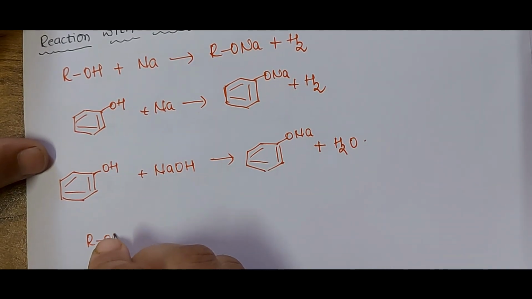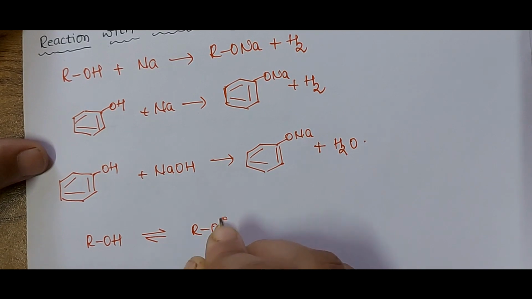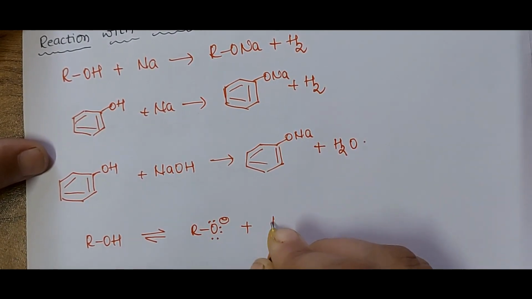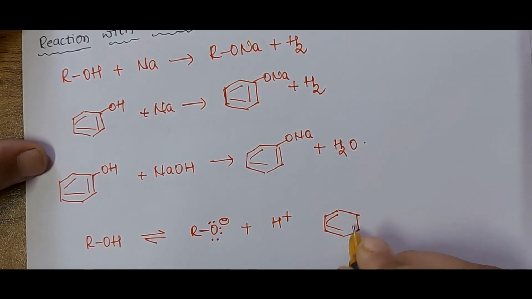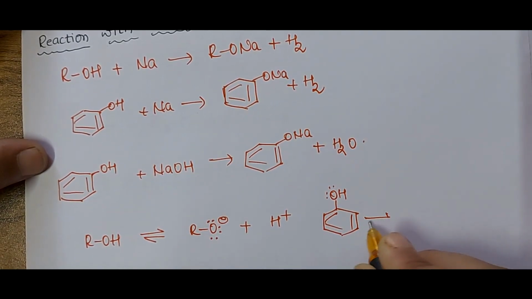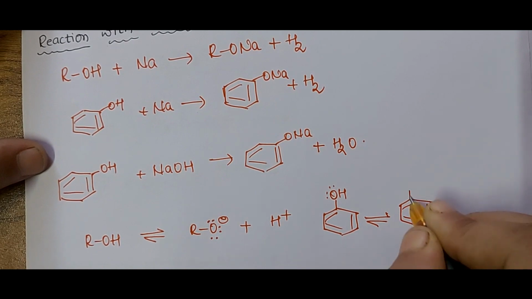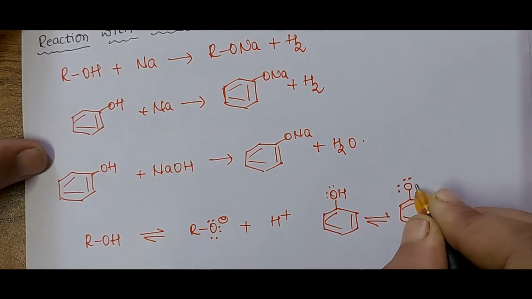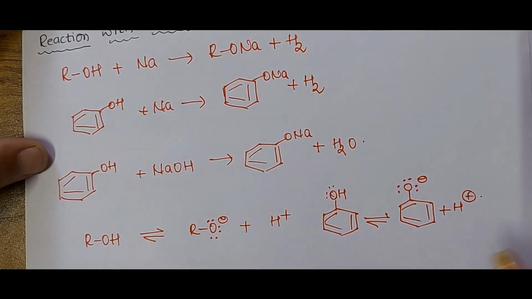Now among these, which is more acidic and basic? For that we'll consider the ionization reaction. Alcohol on ionization forms alkoxide ion with an H plus ion, whereas phenol on ionization forms phenoxide ion along with an H plus ion. So among this alkoxide ion and phenoxide ion, which is more stable, we'll try to find out, and based on that we'll discuss the acidic nature.